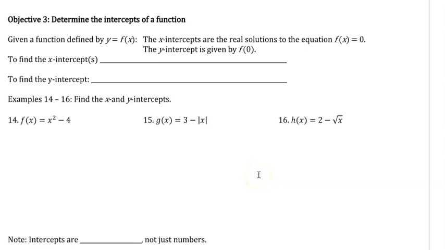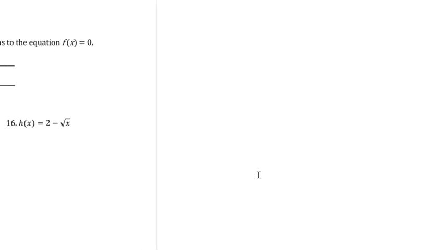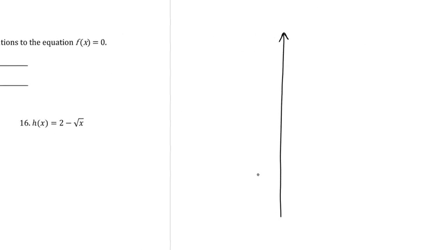The next objective we will cover is determining the intercepts of a function. Before we go into what's actually written here, let's just think about this. Let's say that I draw, and you don't have to draw this as you take notes along, but just think about this. Here's a graph. Label your x and y axes. We always label our axes.